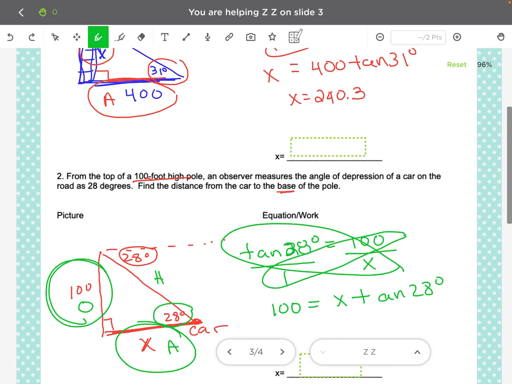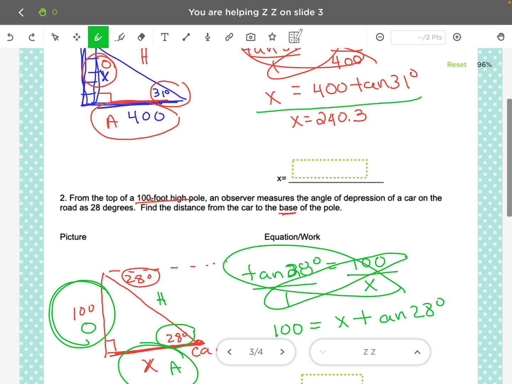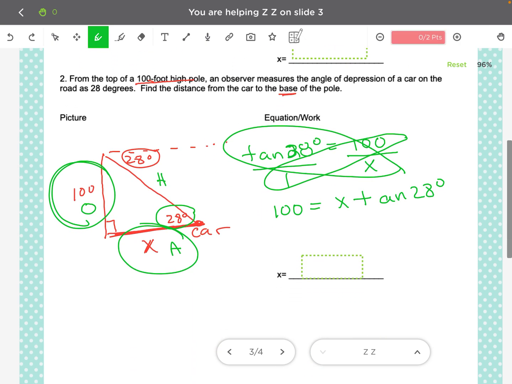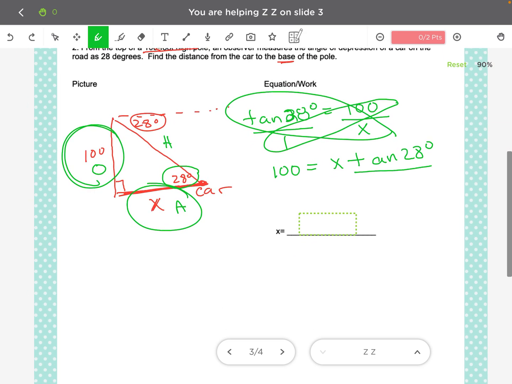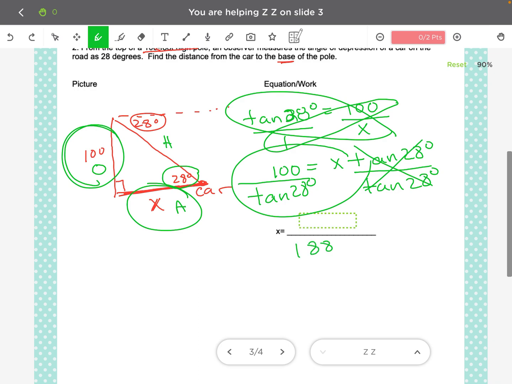Now, the problem that we did before, notice that as soon as you cross multiply, the X is by itself, so you're done. On this one, notice I don't have X by itself yet. I have to get rid of this tangent. So I'm going to divide by that number. Once you do the division, this will disappear, and now you have the X by itself. So this is what you're going to be typing into the calculator, and if you do that correctly, you should get 188.1.